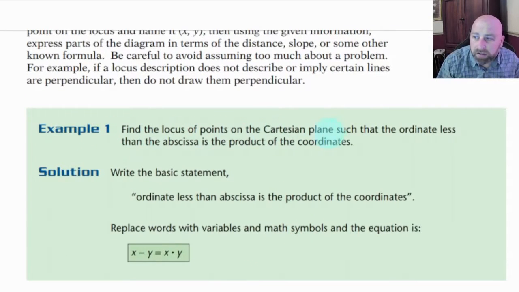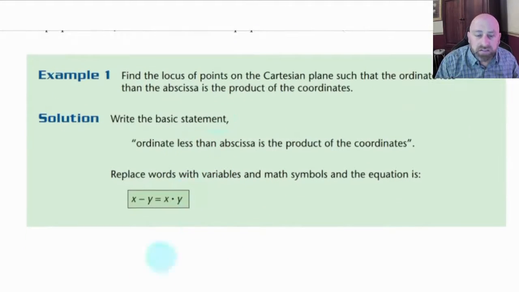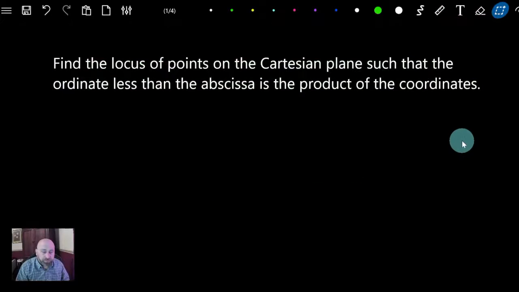All right, so example 1. Find the locus of a point on a Cartesian plane such that the ordinate less than the abscissa is the product of the coordinates. This is where you lose your mind, okay? Because now all of a sudden they're writing it in words instead of writing it in x and y and plus and minus. That's what they want you to do. You have to translate it using these keywords, and there are others. This is not the only one. This is just a small subset of all the words that they're using. But these are some of the key words that should help you decode these sentences.